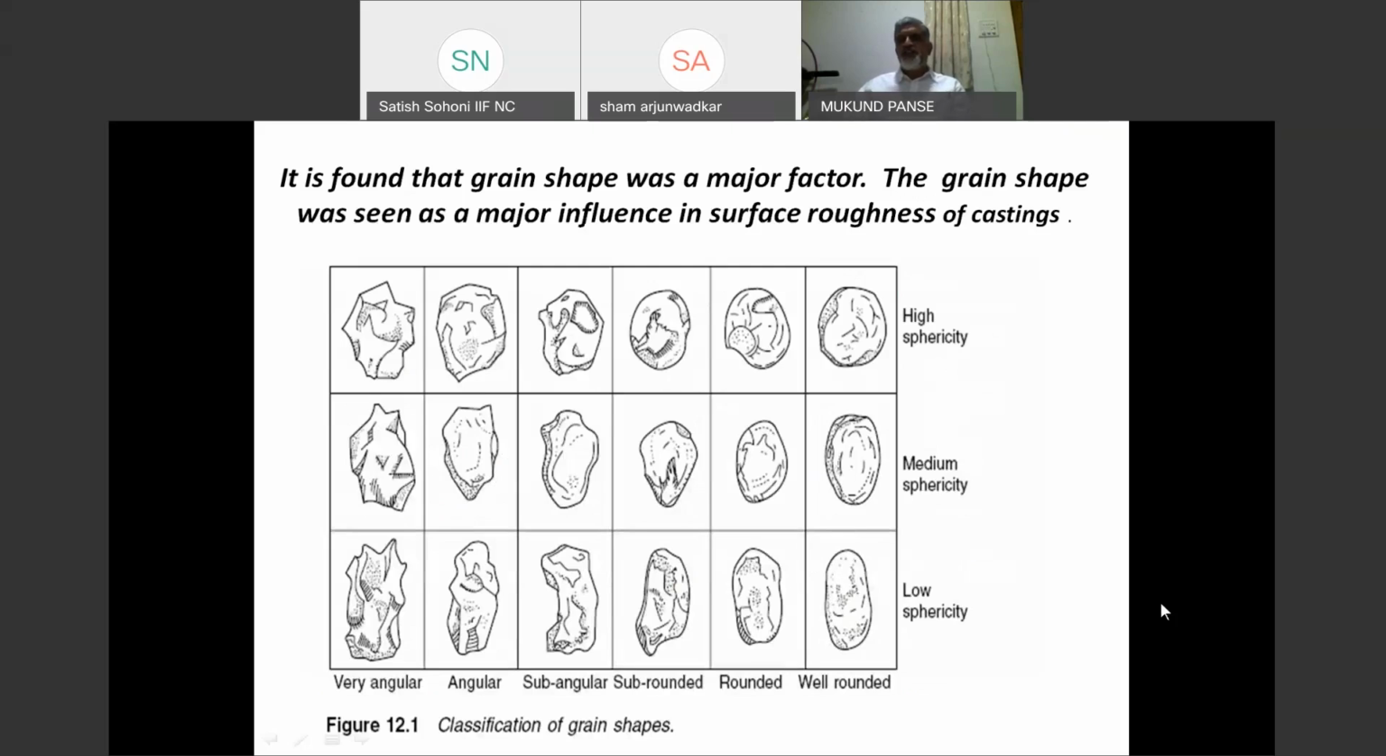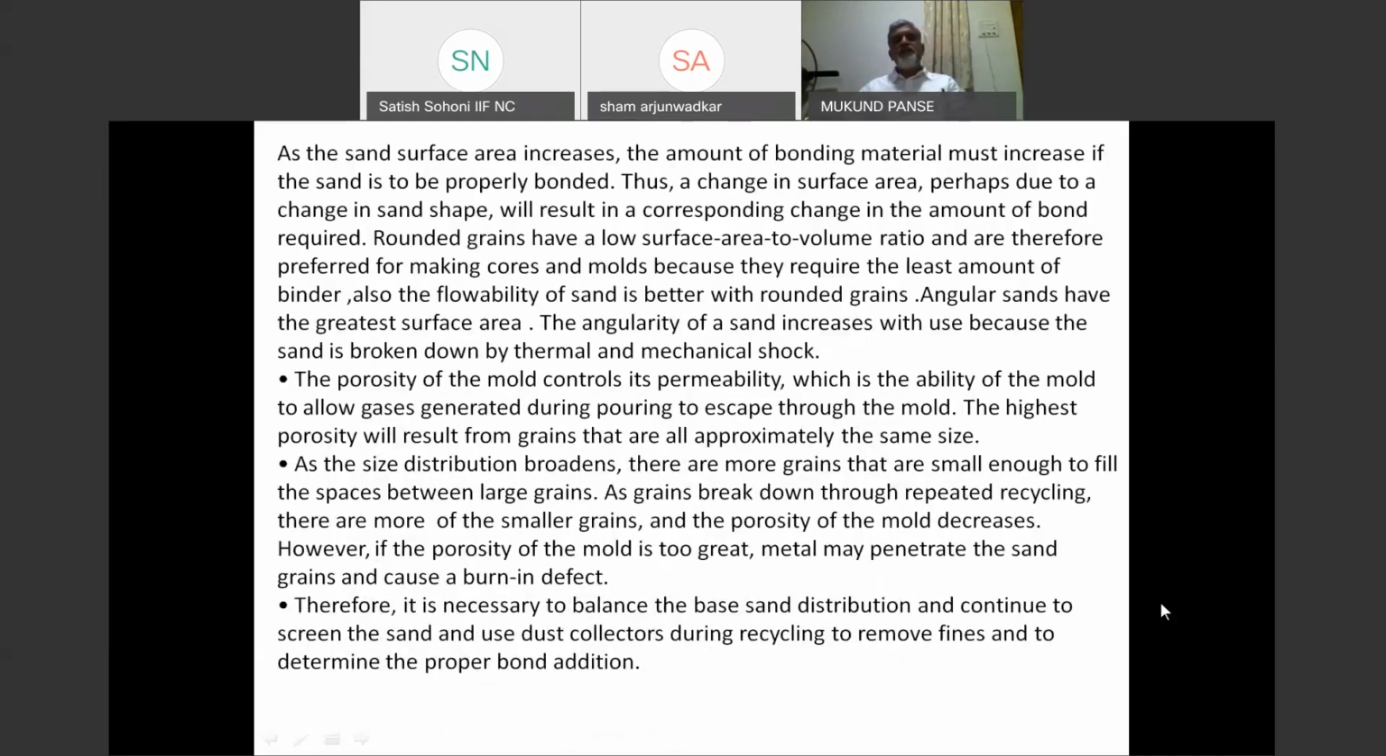The basic grain structure, shape, contributes a lot to the properties of molding sand. You seek a rounded grain, so the binder required is less because the surface to volume ratio of a sphere is less compared to all other shapes. However, it is difficult to get exact spherical. In practice, what you get is subangular to rounded and medium sphericity. If you don't have rounded grains, the surface increases and the bonding material required increases. The rounded grains also have better flowability, better permeability.